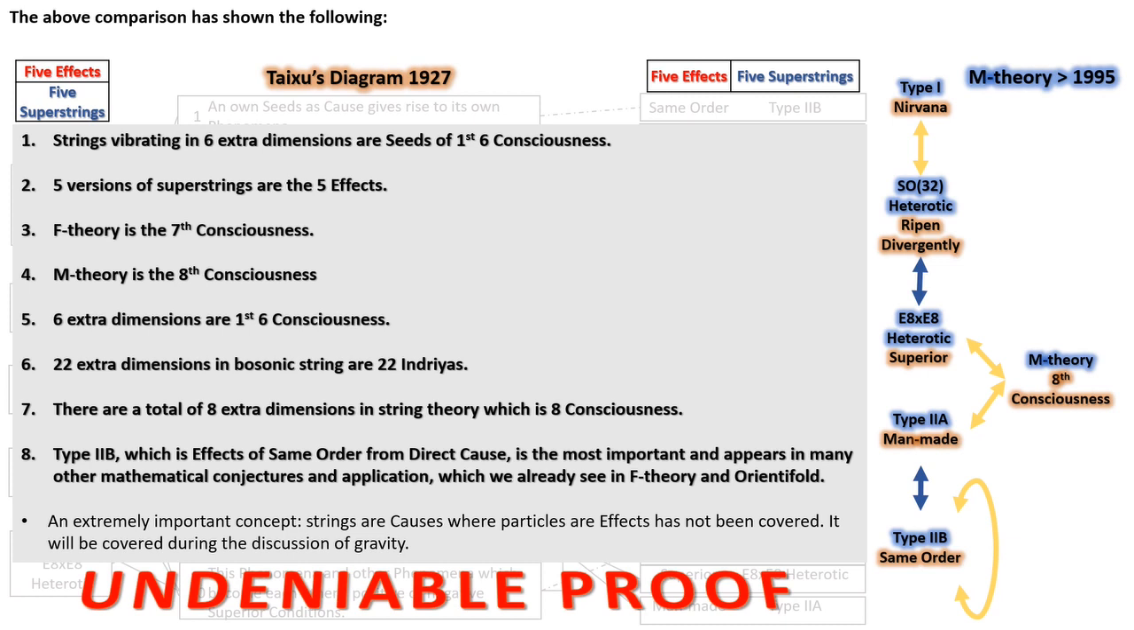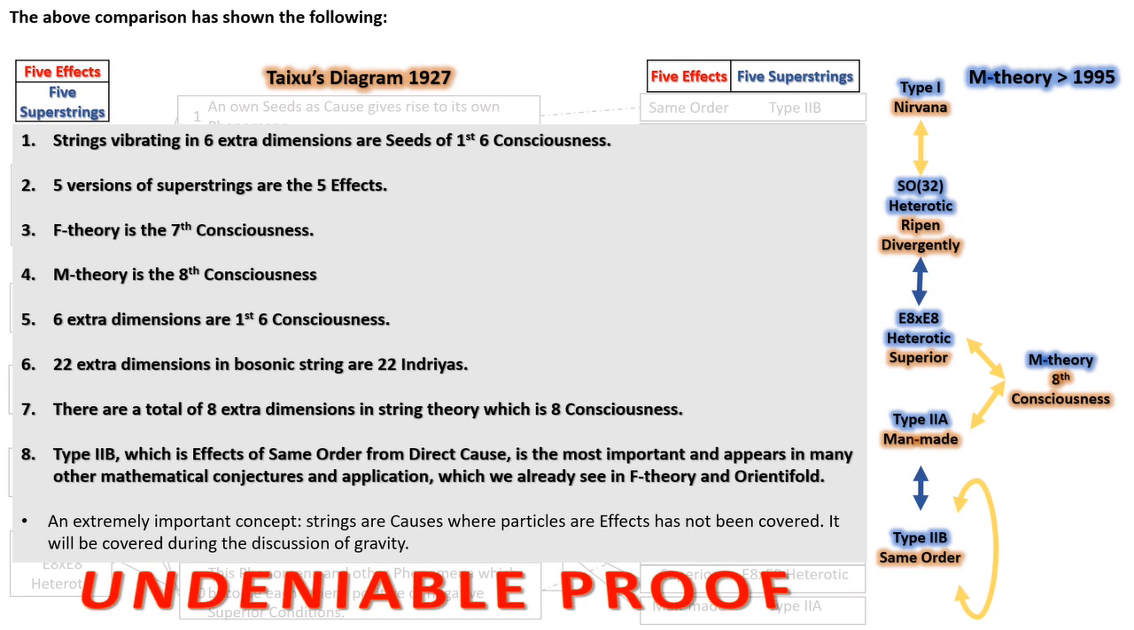2. Five versions of superstrings are the 5 effects. 3. F-theory is the 7th consciousness. 4. M-theory is the 8th consciousness. 5. Six extra dimensions are the first 6 consciousnesses. 6. 22 extra dimensions in bosonic string are 22 indriyas. 7. There are a total of 8 extra dimensions in string theory, which is 8 consciousness.